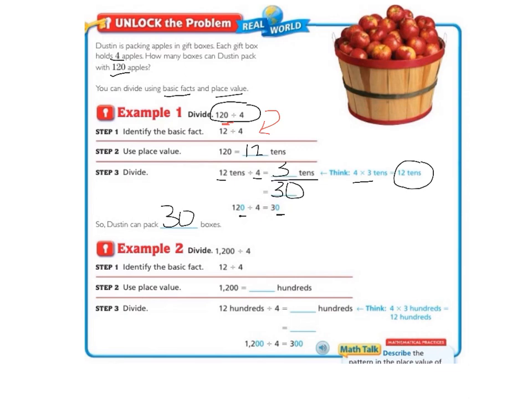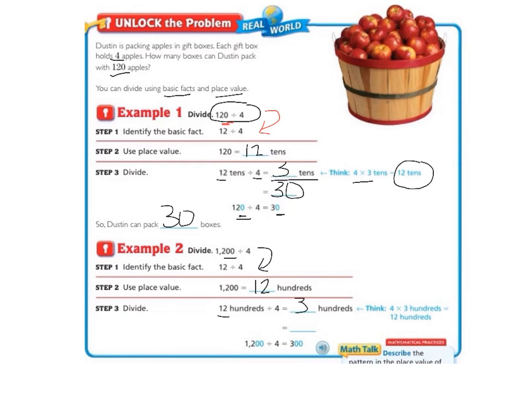So here we divided by 100. This next time I'm going to divide by 1,000. 1,000 has 2 zeros here at the end. So now we're not going to divide 120. Now I'm going to divide 1,200. But I'm going to pull out my same basic fact of 12 divided by 4. So 1,200 is the same as saying 12 groups of 100. So 1,200 divided by 4 is 3 hundreds.